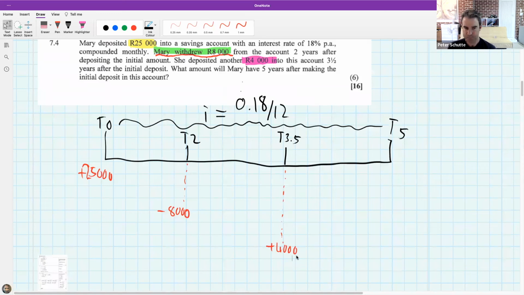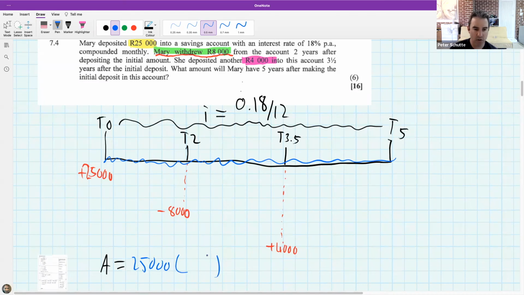Okay, so now how do we handle all of this? The way we find the final answer is we have to get the 25,000 to grow the whole way over this timeline. So the 25,000 is going to have its own little growth journey. Then the 8,000 is also going to have its own little growth journey, but it's going to be a minus. And then the 4,000 is also going to have its own little journey, where we have obviously powers up here, here, and here.